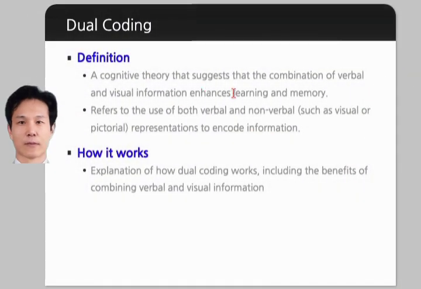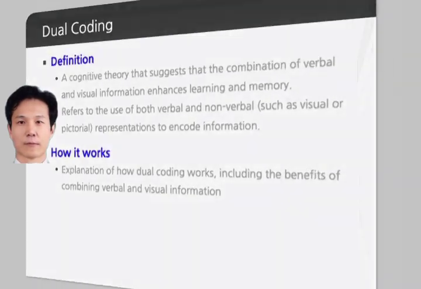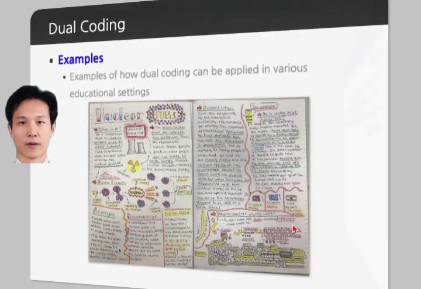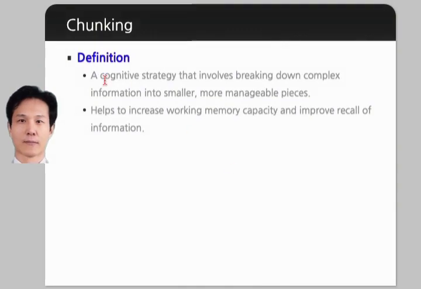Third, let's talk about dual coding. Dual coding refers to the idea that information is better remembered when it is represented in both visual and verbal form. In the classroom, this can be done by presenting information in both a visual and textual format. For example, you can create mind maps that visually represent information and help students make connections between related concepts.